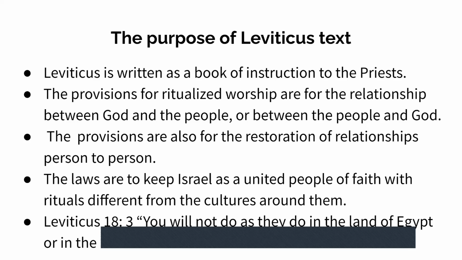In Leviticus 18, it says, "You will not do as they do in the land of Egypt or in the land of Canaan." So the instructions are specifically for Israel, for the Israelite people. They are not to be the same as the people around them. In other cultures, they are their own unique monotheistic form of worship.